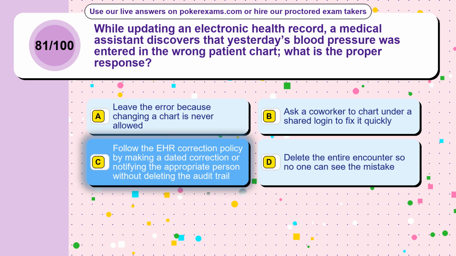The correct answer is option C, follow the error correction policy by making a dated correction or notifying the appropriate person without deleting the audit trail.